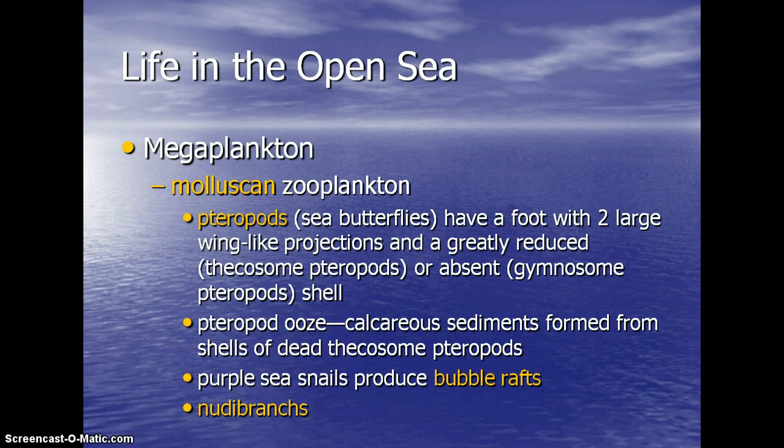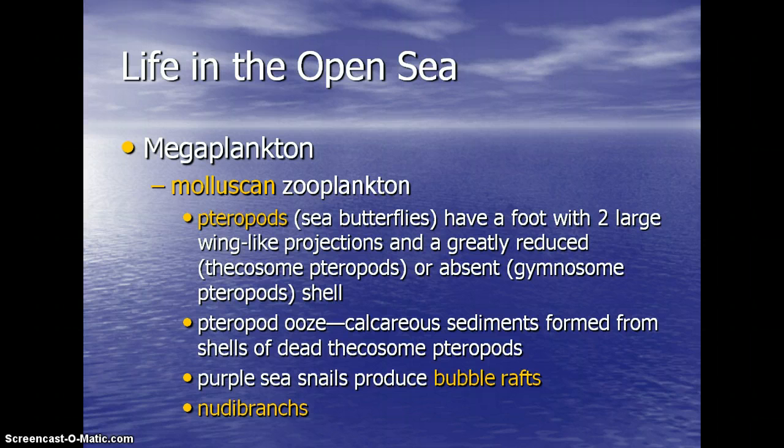And we actually get what we call pteropod ooze at the bottom of the ocean. That's basically sediment formed from the shells of dead thecosome pteropods. And so there's so many of them that lived and then died that all of their shells sank to the bottom, and we actually have like layers of their shells on the bottom of the ocean, which is kind of crazy to think about. So we have sea butterflies, and I'll show you a picture on the next slide what those look like.